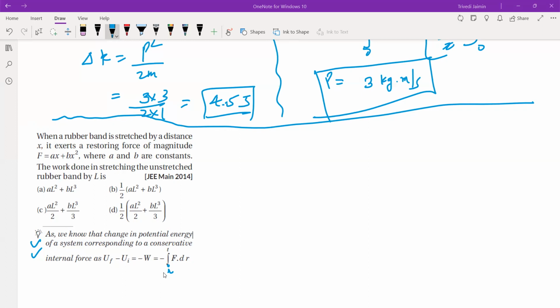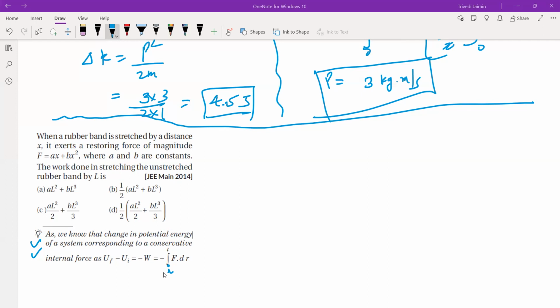So what they're saying: when a rubber band is stretched by a distance x, it exerts a restoring force of magnitude F equals to ax plus bx square, where a and b are constants. The work done in stretching the unstretched rubber band by L. Work done in terms of F, W equals to F times s. So F into dx. Here x, that's right. So we will integrate. Integration of F dx. That's it.